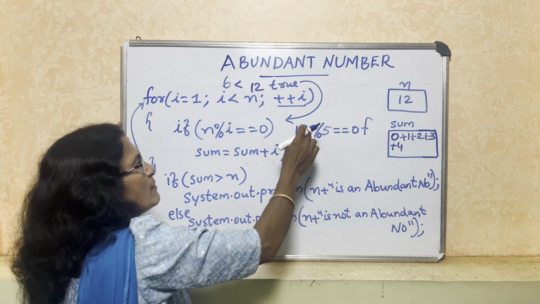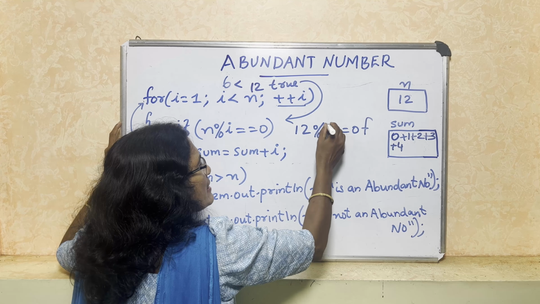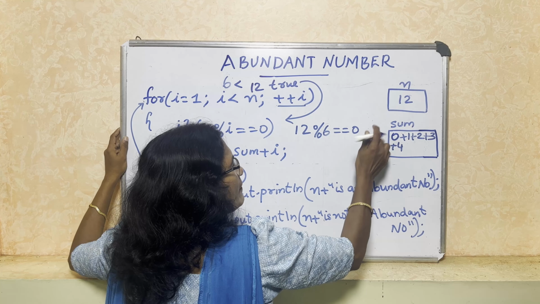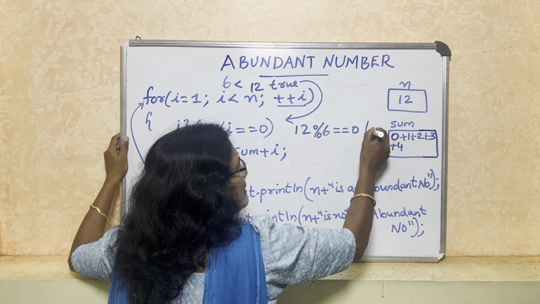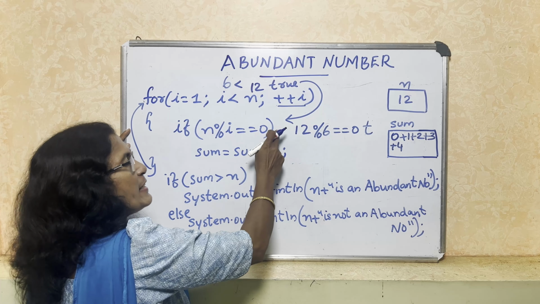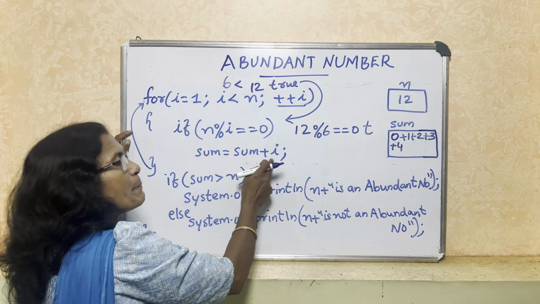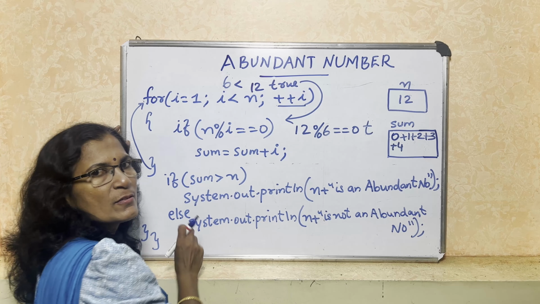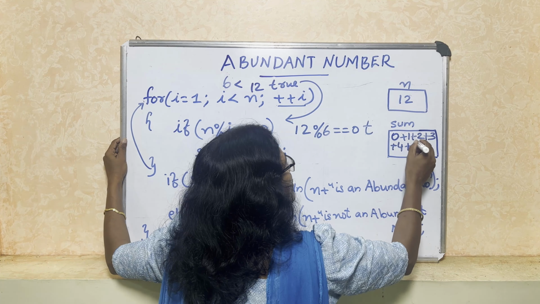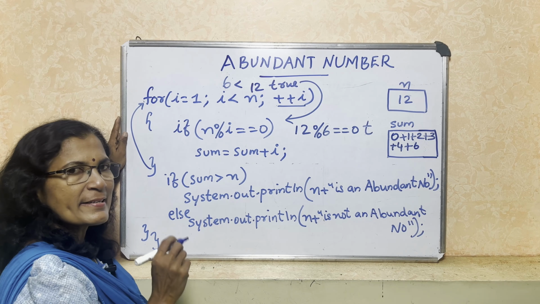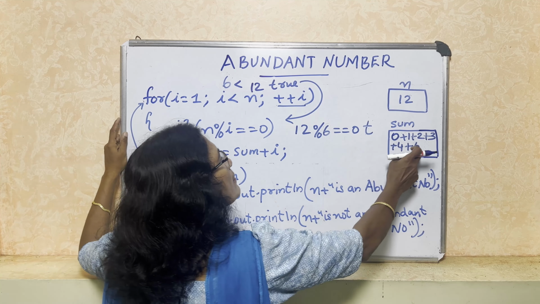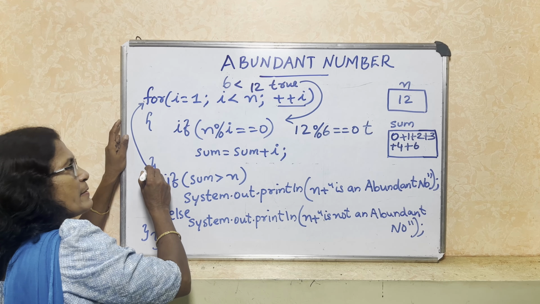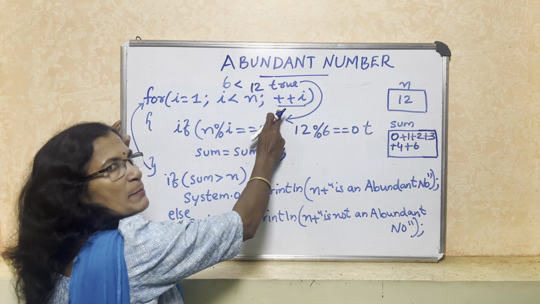6 is less than 12. Again, 12 modulus 6 is executed. 12 modulus 6 is equal to 0. 12 is divisible by 6. So test expression is evaluated to true. So as the if condition satisfies, sum equal to sum plus I will be executed. 6 is a factor of 12. 6 will be added to sum. The value in sum right now is 16. Now as the closing of the for loop's body is encountered, control resumes back to the updation statement.